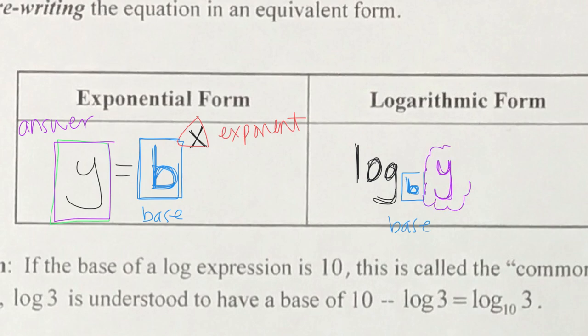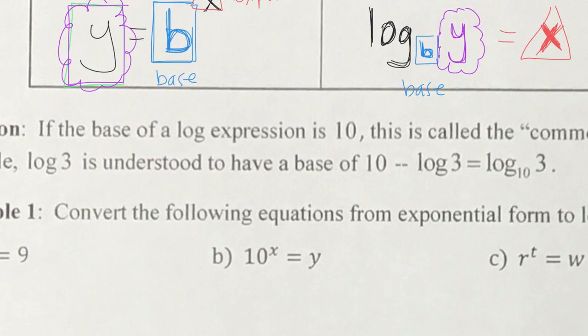I meant to make this a blob, not another box. And your exponent goes here. Okay, so anytime we want to rewrite an exponential as a log, we will rearrange the furniture. The base of your exponent becomes the base of your log. The answer for your exponent becomes the argument for your log, and the exponent becomes the answer for your log. Okay, we're just going to rearrange the furniture. So let's see if we can do that for these next 4 problems.